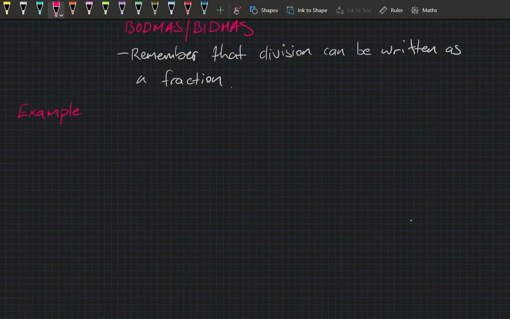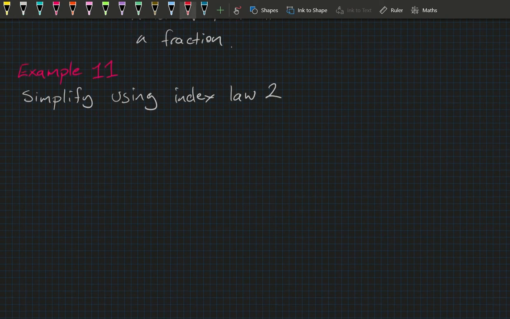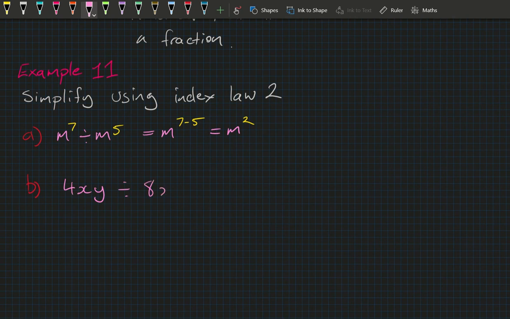All right, let's just get on to example 11, which is asking us to simplify the following expressions using the second law of indices. In part A, the expression is m raised to the power of 7 divided by m raised to the power of 5. There's nothing challenging here, they've both got the same base, so we just subtract the power to the right of the division sign from the one to the left. So that's just equal to m to the 7 minus 5, and 7 minus 5 is 2, so that's equal to m squared.